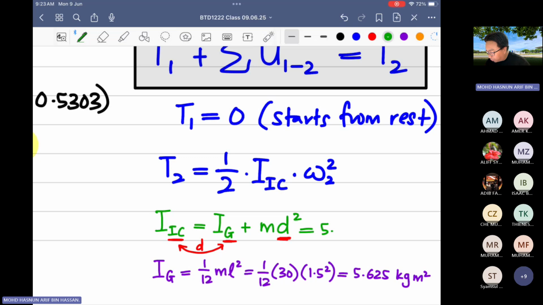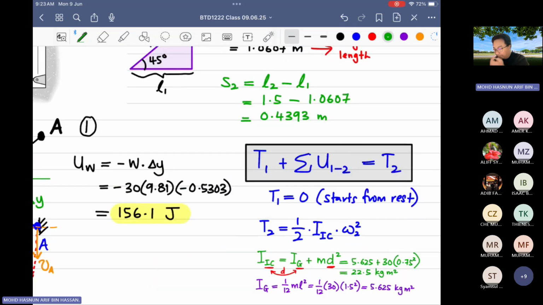which will be 5.625 plus 30 times 0.75 square. Okay, so we will get the value of IIC, which is equal to 22.5 kg meter square. Okay, same as the previous example, same as before.